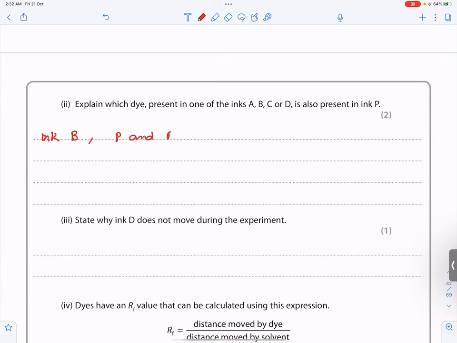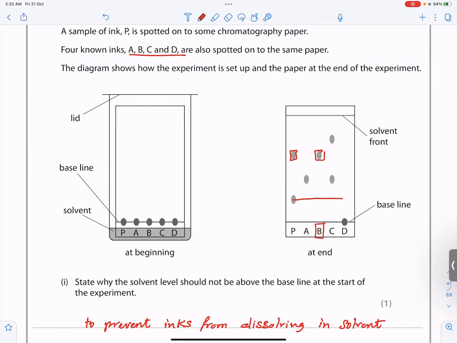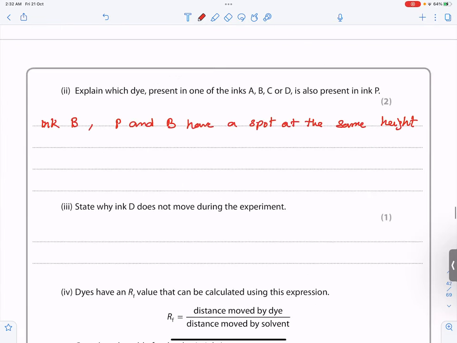وده لأن هما الاثنين الـ P and B have a spot at the same height. طبعا ممكن نقولها إن الـ spot of B matching one of the spots in P. يبقى هنا الـ spot in B matches a spot in P. ممكن match، ممكن at the same level، ممكن at the same distance، ممكن line up أو align.